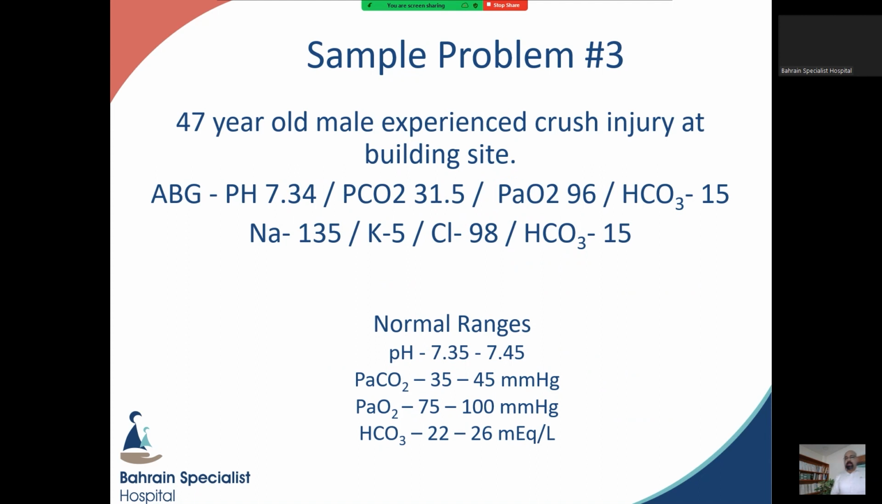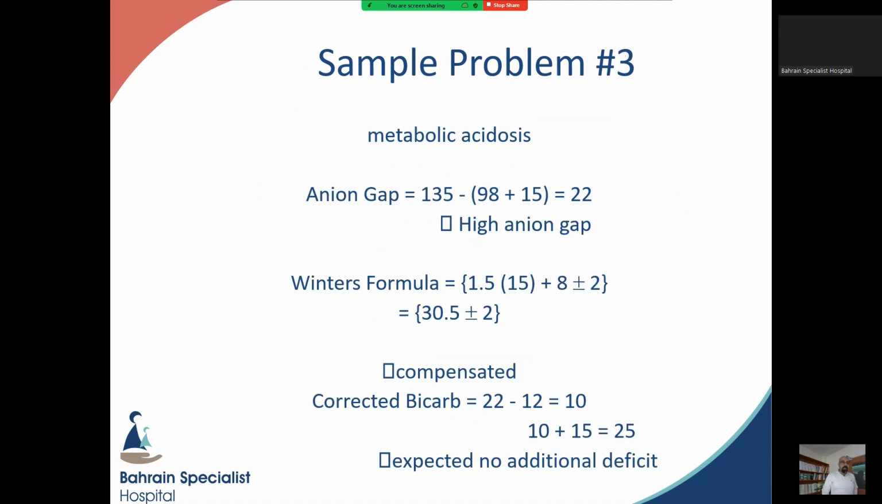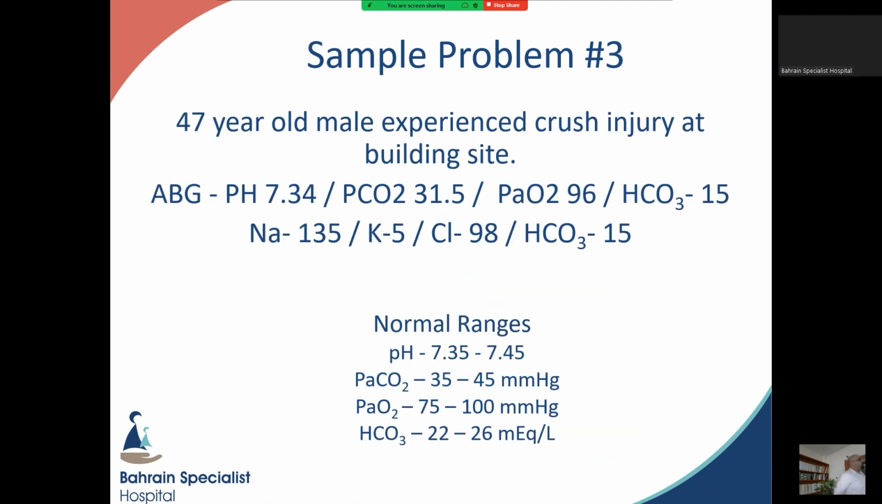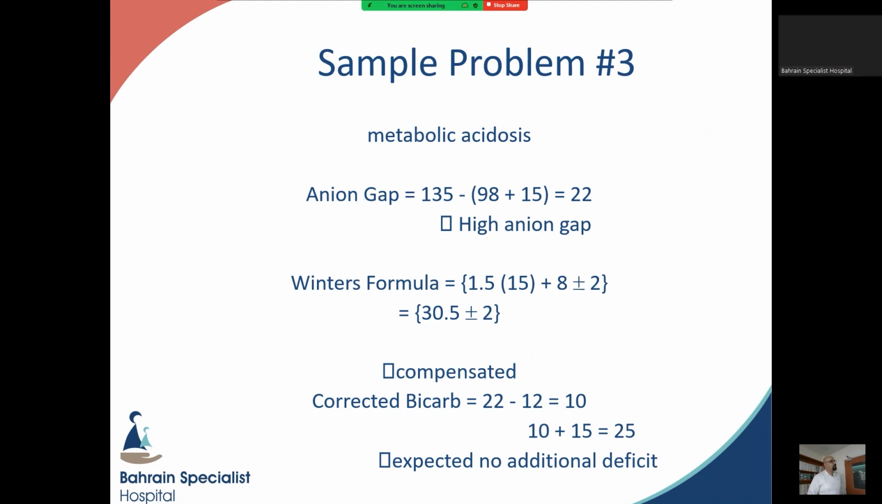Sample 3, a 47-year-old male experienced a crush injury at a building site. pH 7.34, acidic. PCO2 31 is low. When I'm losing CO2, then I'm losing the acid. Then I will go to the HCO3. HCO3 is 15. Then I'm talking about a metabolic acidosis. For metabolic acidosis, I will measure the anion gap, Na minus chloride plus bicarb. It's 22. It's a high anion gap.